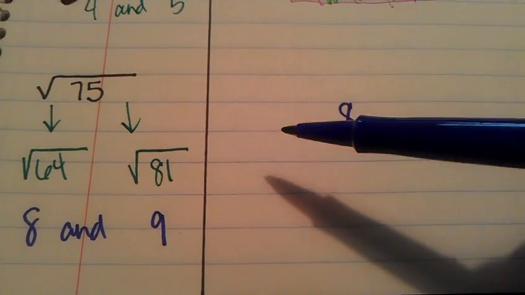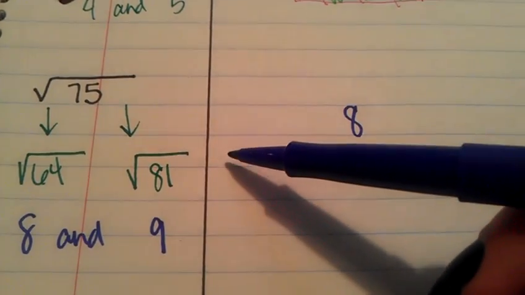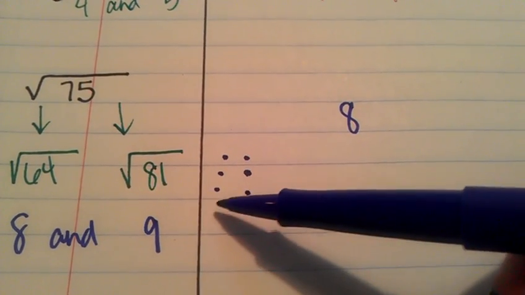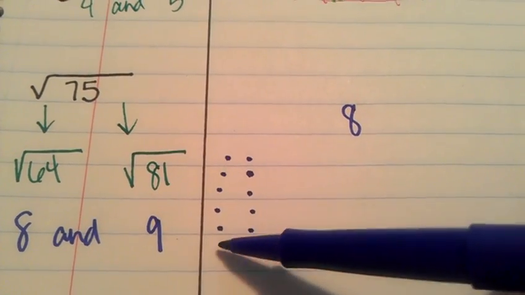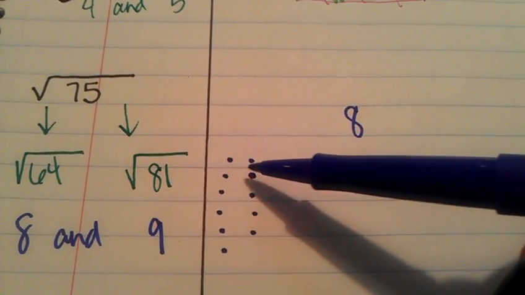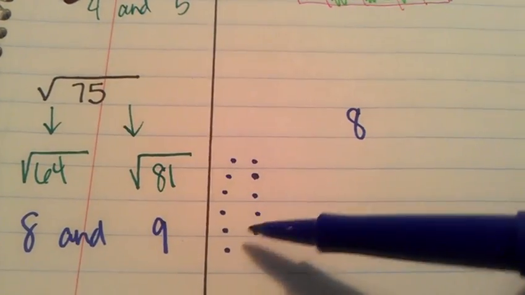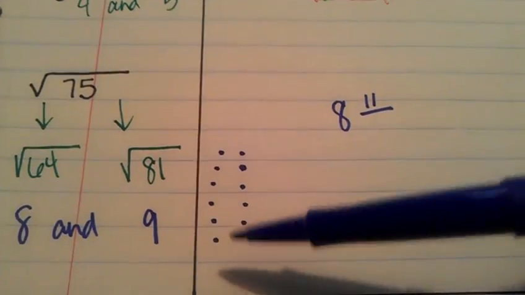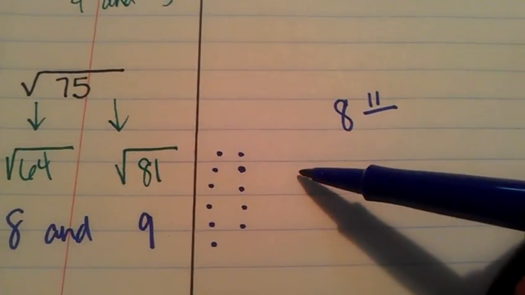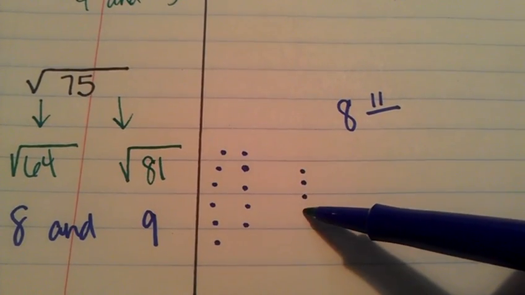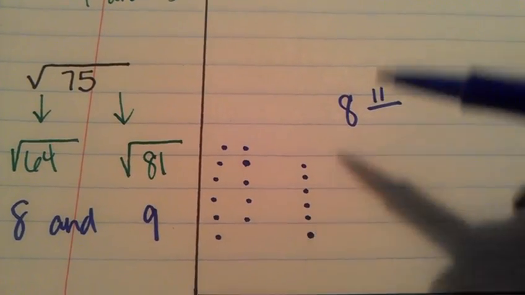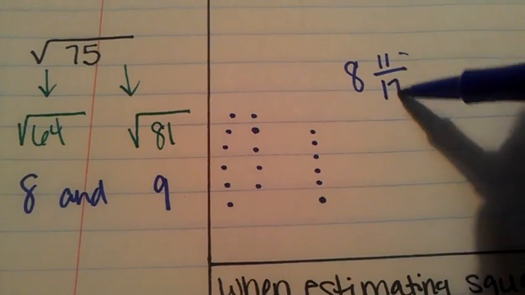I always have to have something that I'm touching when I'm counting, so I make sure I don't count wrong. So 64, 65, 66, 67, 68, 69, 70, 71, 72, 73, 74, 75. How many is that? 1, 2, 3, 4, 5, 6, 7, 8, 9, 10, 11. So it's 8 and 11 over, well, how many was it? That was 11 to get to 75, 76, 77, 78, 79, 80, 81. So it was 11, 12, 13, 14, 15, 16, 17. So your answer is 8 and 11/17.